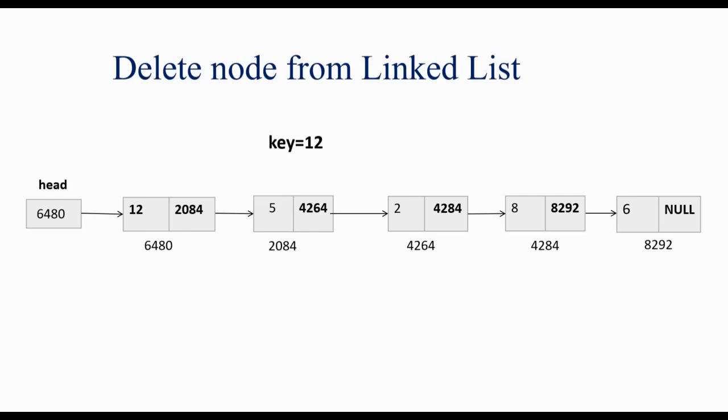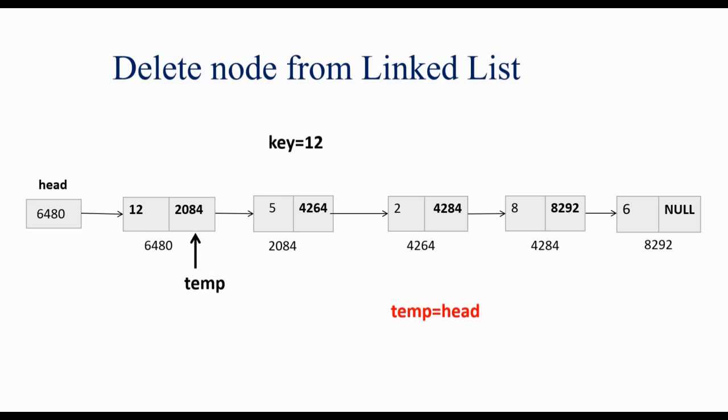Now, while deleting the node from the linked list, you need to consider two separate cases. First case is when the node is the first node in the linked list, and the other case is when the node can be any other node in the linked list. So here the key given is 12. First we need to search through the linked list and see which is that particular node. For that we need to have a pointer temp. So temp should point to the first node. We assign temp equal to head and temp will point to the first node in the linked list.